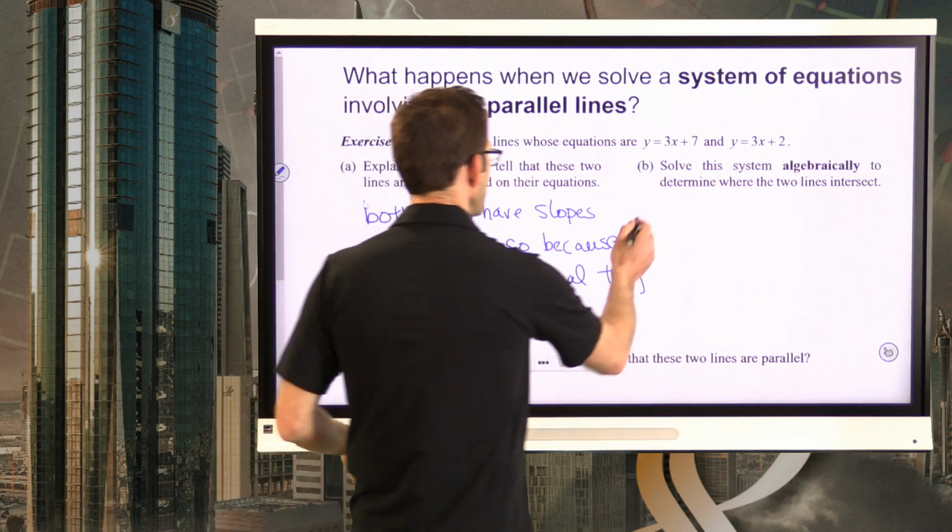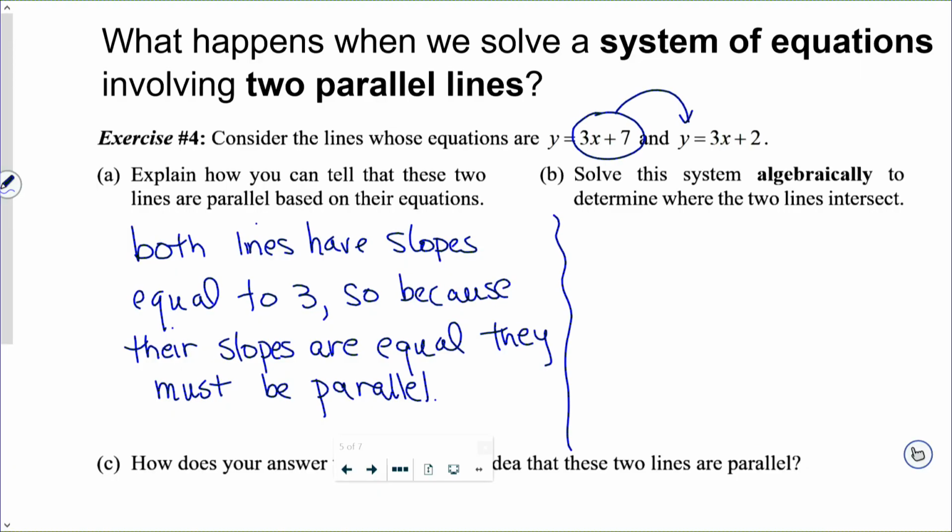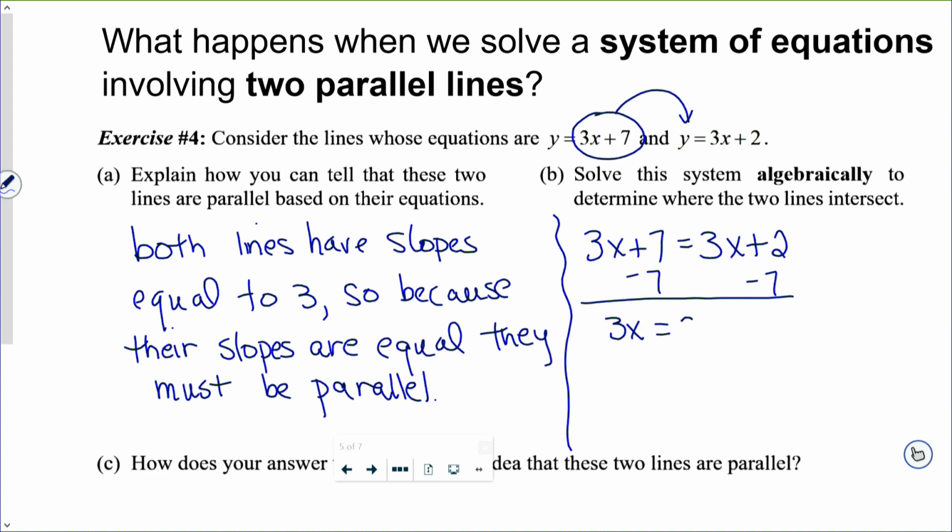So let's take a look. All right, so I'm going to do exactly what I did in the last lesson. I'm going to substitute this equation into this one, right? And I think what I'll do is maybe I'll move the numbers over to this side, and I'll get 3x is equal to 3x minus 5. And now maybe I'll subtract a 3x from both sides. Of course, 3x minus 3x is 0. So I get this equation.